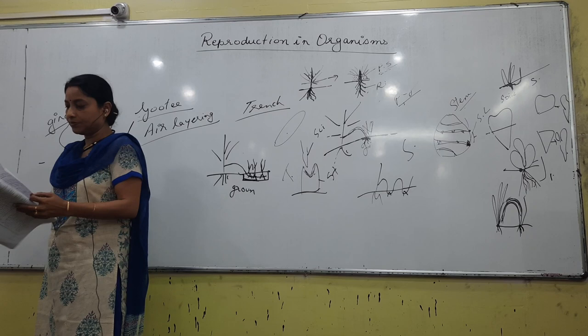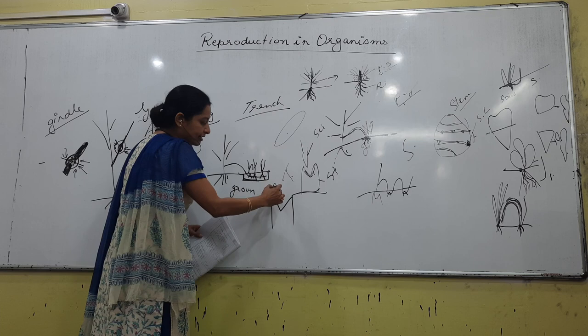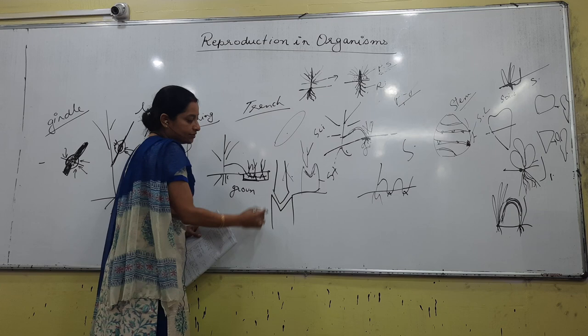Okay. Next we have wedge grafting. Look at the diagram. For a wedge, it's a sharp V type cut. The new part that you want to insert should also be shaped like this. So this type is called a wedge.